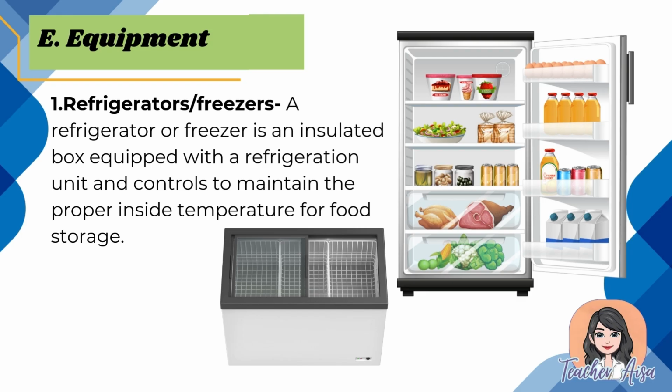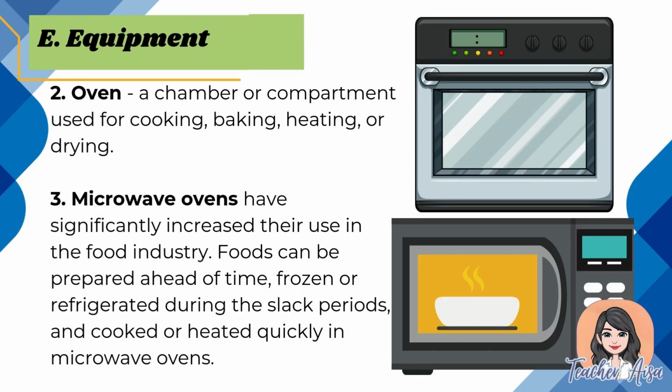Last, but not the least, is equipment. Under equipment are, 1. Refrigerators or freezers. It is an insulated box equipped with a refrigeration unit and controls to maintain the proper inside temperature for food storage. 2. Oven. A chamber or compartment used for cooking, baking, heating, or drying.